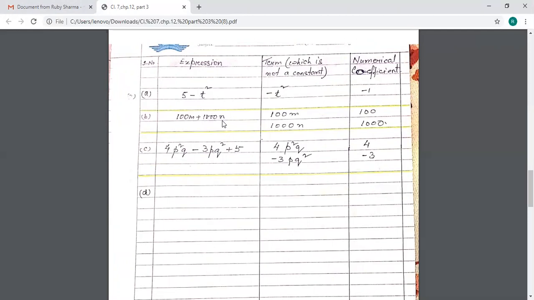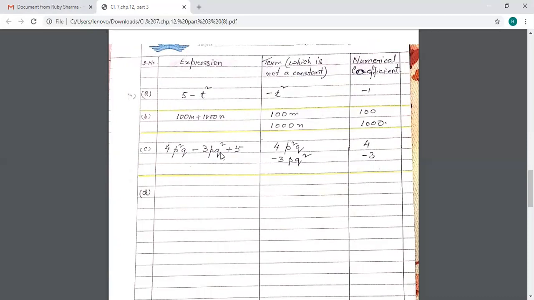Now for the next one, 100m plus 1000n. Here there are two terms with variables, isn't it? There is no constant in this expression. So I write 100m and 1000n, one below the other because the numerical coefficients are entirely different. Even if it is same, since the terms are different, we write separately. So here 100m, what is the numerical coefficient? 100. And for 1000n, what is the numerical coefficient?